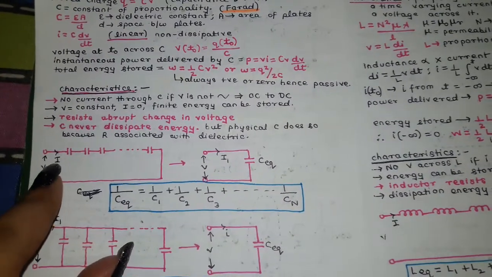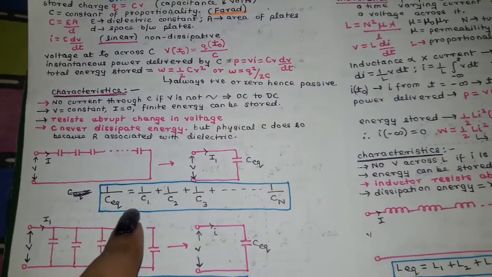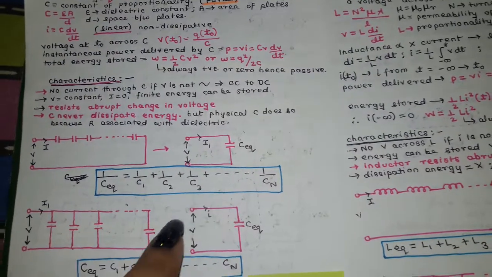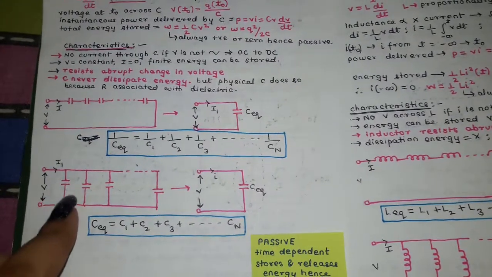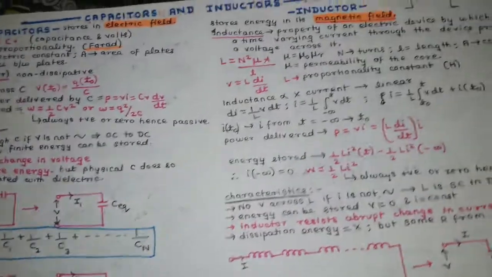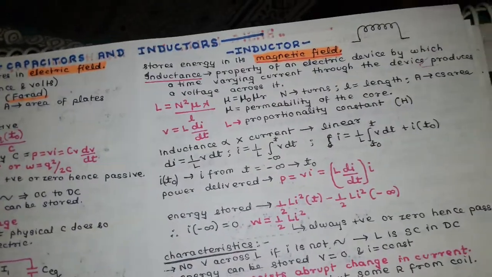When we have capacitance in series, we have this formula for equivalent capacitance, and when we have capacitance in parallel, we have another formula. Next thing we have is the inductor.